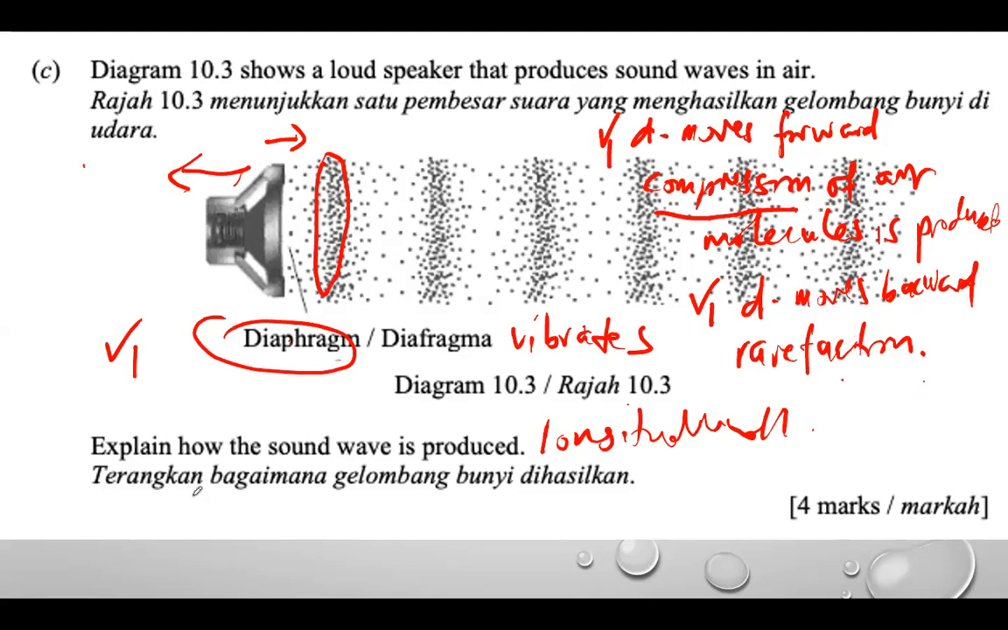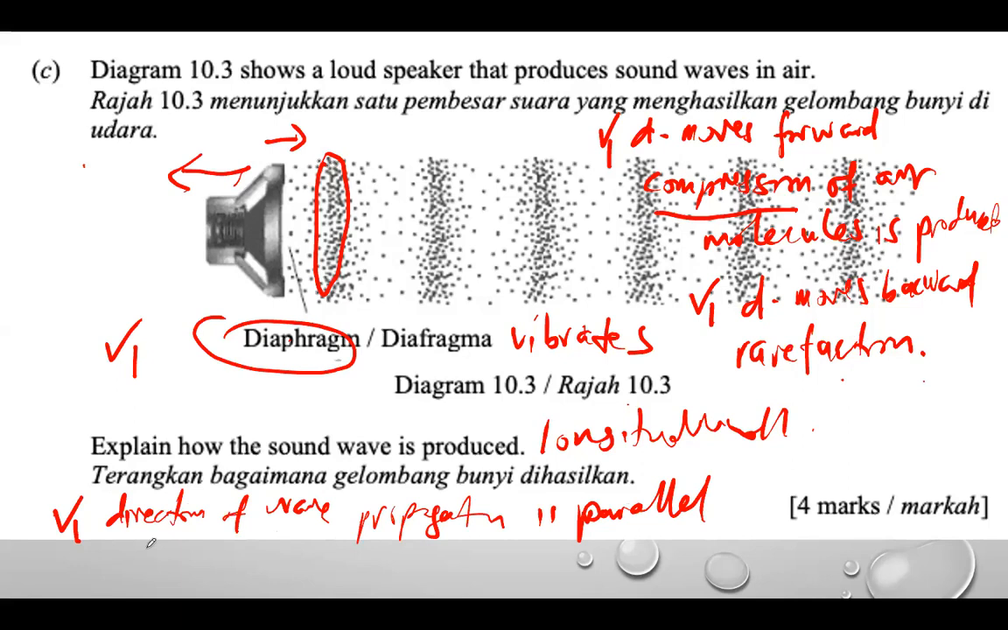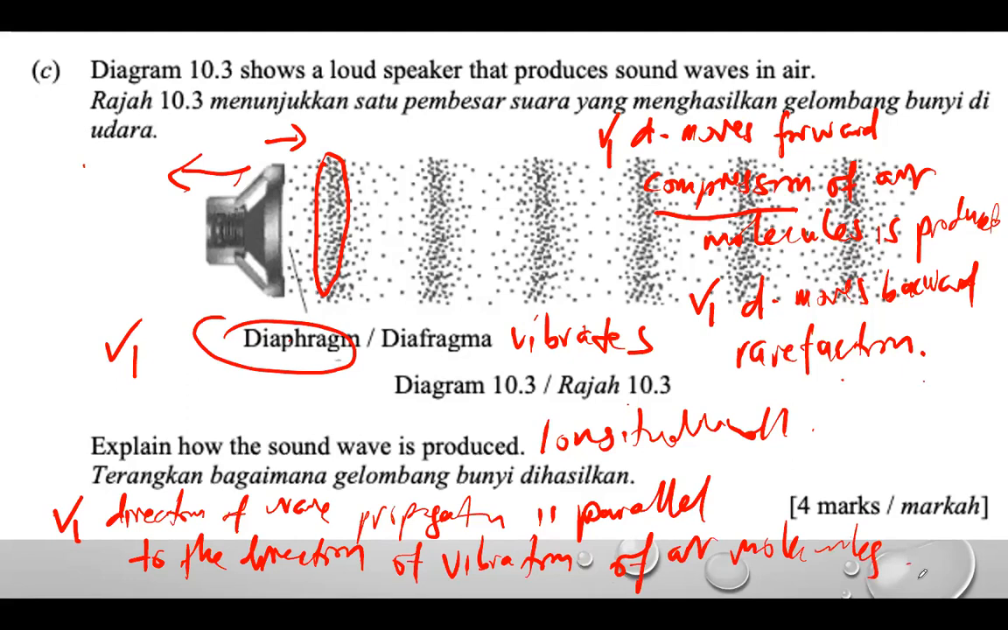Mark number three. And then the final mark is direction of wave propagation is parallel. Oh dear, my handwriting. Direction of wave propagation is parallel to the direction of vibration of air molecules. That's the four marks. So I need to see the words compression, rarefaction, and then of course the diaphragm vibrates is one mark, and then once again the definition of longitudinal wave. The wave propagation and the vibration of the wave is parallel, so that's how the sound wave is produced.